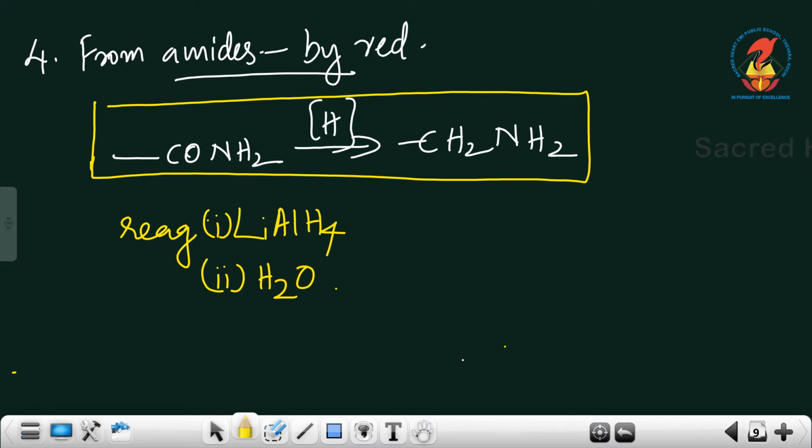So if we do acid hydrolysis, there will be some effect on this reaction. So first treat with lithium aluminium hydride. In the second step, treat with water, that means hydrolysis. Then only we will be getting CH2NH2.